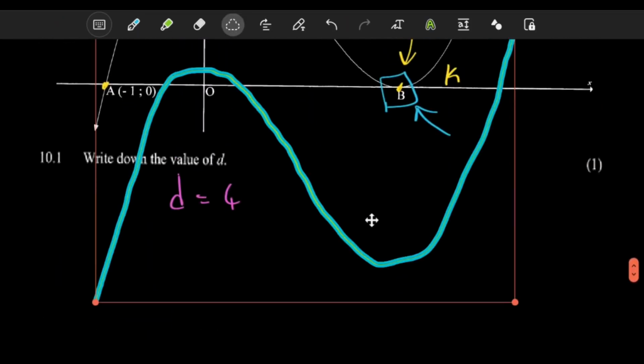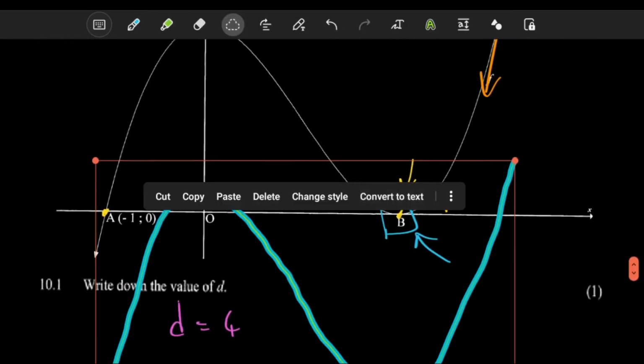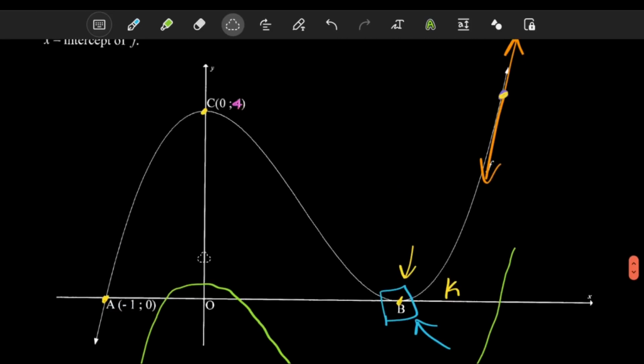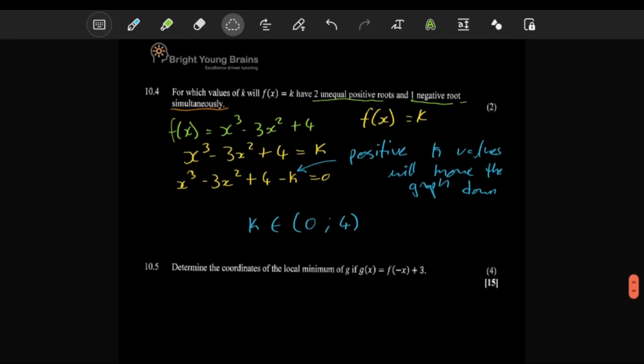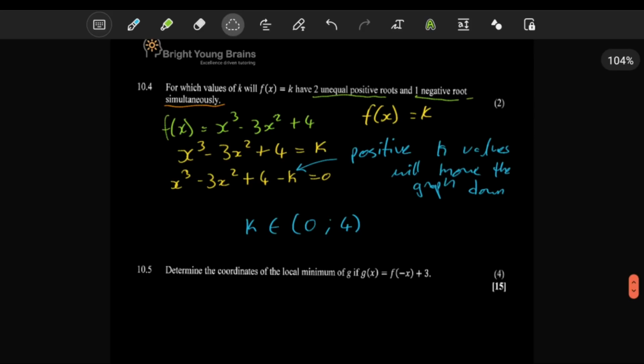We want to move our graph downwards, anything between 0 units downwards and 4 units maximum downwards, you see. That's why we have to say that our value of k is between 0 and 4, because our graph can be moved down a maximum of 4 units, but it has to move downwards. So you have to say between 0 and 4 over there.